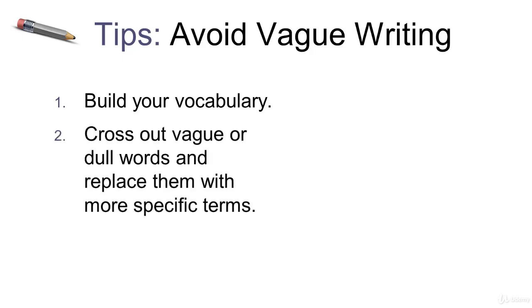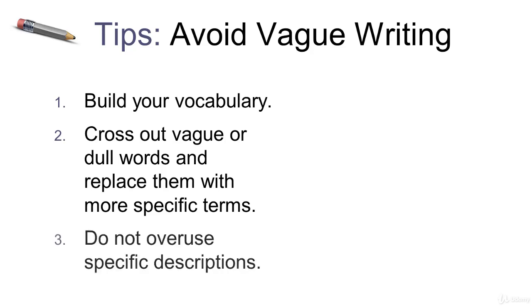Cross out vague or dull words and replace them with more specific terms. This is during the revision process. When you are revising your writing, go back through it and look for places where you can get more specific. Again, do not overuse specific descriptions. As we said before, we want you to be specific, but we don't want you to get so flowery or so overly specific in describing every little detail that your sentences get too long or confusing.